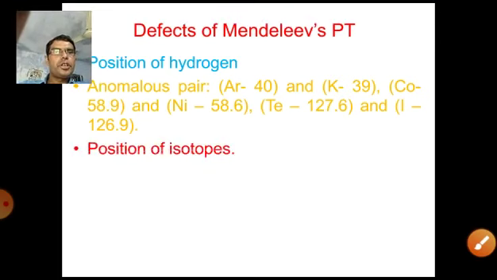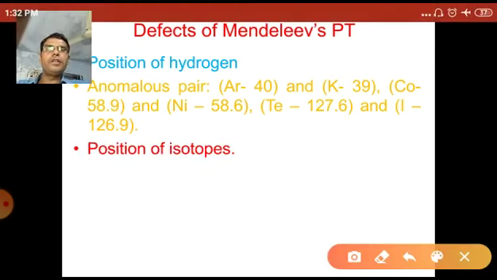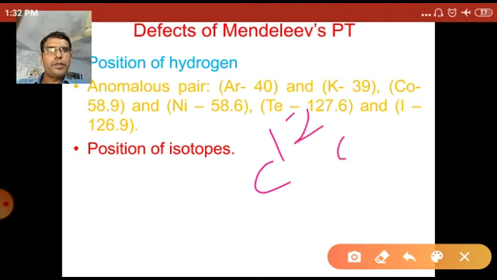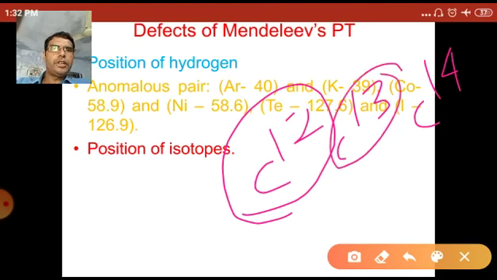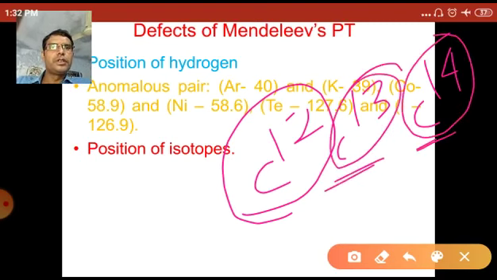Now, the position of isotopes. In the Mendeleev periodic table, isotopes do not have any positions. Suppose carbon has 3 isotopes: carbon 12, carbon 13, carbon 14. In the Mendeleev periodic table, only carbon 12 has a position, but carbon 13 and carbon 14, these two isotopes, have no position in the periodic table.